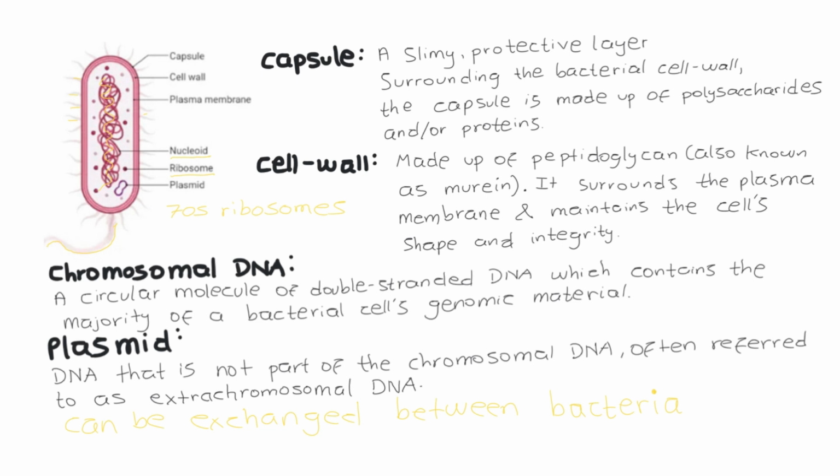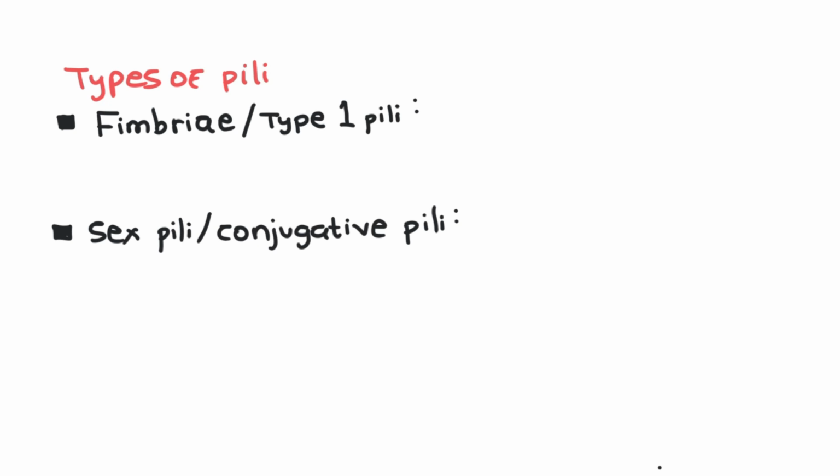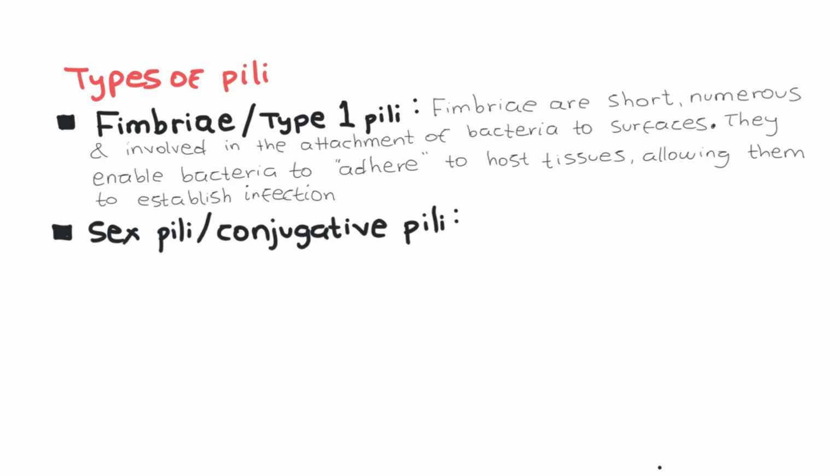So there are two types of pili commonly found in bacteria. So the two common types of pili found in bacterium are fimbriae, also known as type 1 pili, and sex pili, which are also known as conjugative pili. So let's first talk about fimbriae, or type 1 pili. So fimbriae are short and numerous.